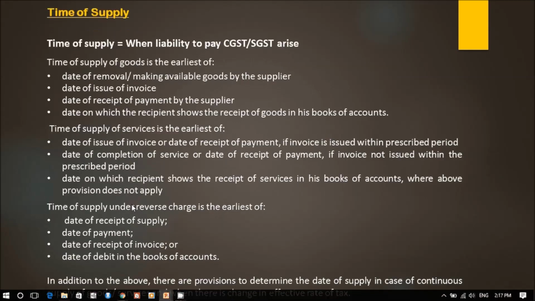In addition to the above, there are provisions to determine the time of supply in case of continuous supply. So there are a few more provisions relating to continuous supply of the goods as well as continuous supply of the services that we would discuss in our upcoming videos, when we will have the detailed analysis of each and every aspect of the GST. In those, we would have one video for the time of supply, and in that we would explain and discuss each and every aspect in detail.